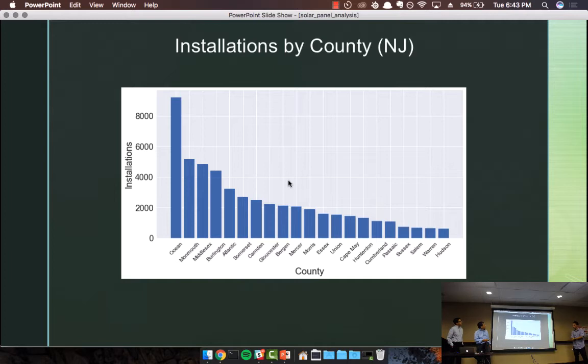And yeah, this is the installations for each county in New Jersey, right? We live in New Jersey. We are more concerned about what's going on in New Jersey. You can see the installations also are varied across the counties, and actually Ocean County stands out, right? The top one. My county, Mercer County, is in the middle.